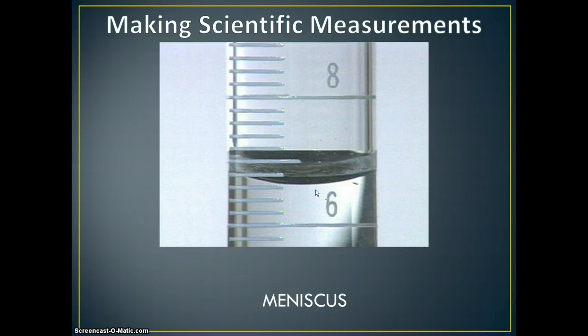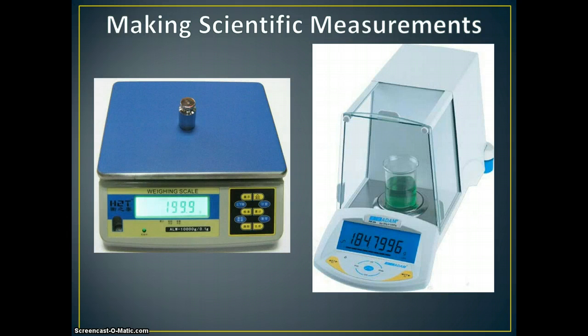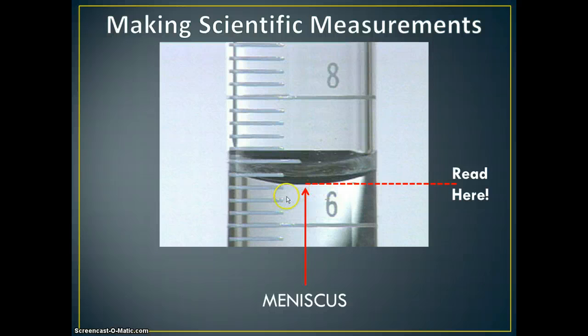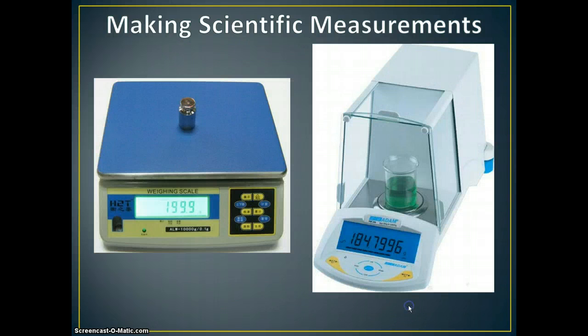Really wide tubing would not have a good meniscus for reading things. We always read that meniscus at the bottom, and in this case we're going to notice that it is at least 6.4, 6.6, but not all the way to 6.8. So it's somewhere in between those two, and that's where we read it. I'm going to estimate that that reading would be about 6.62 or 6.63, something like that.